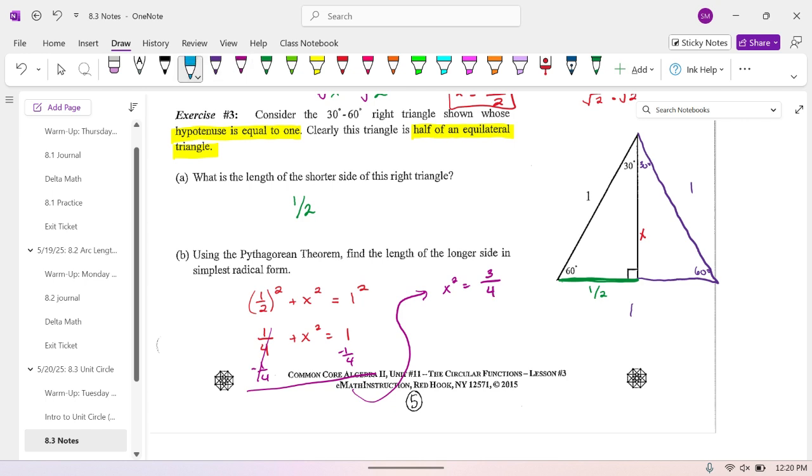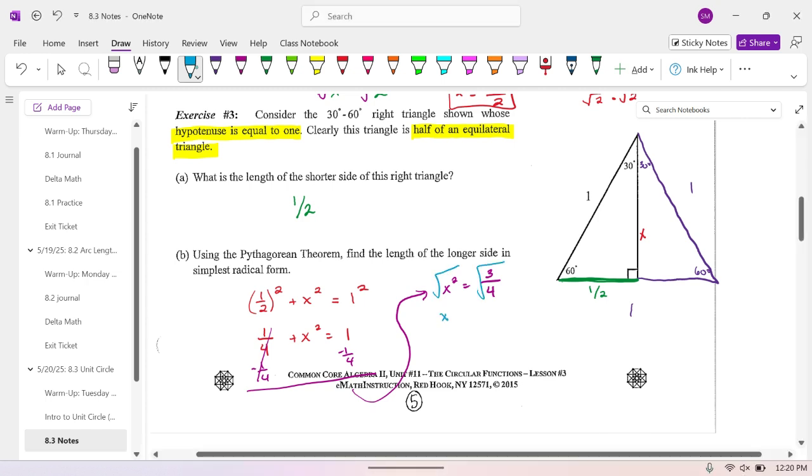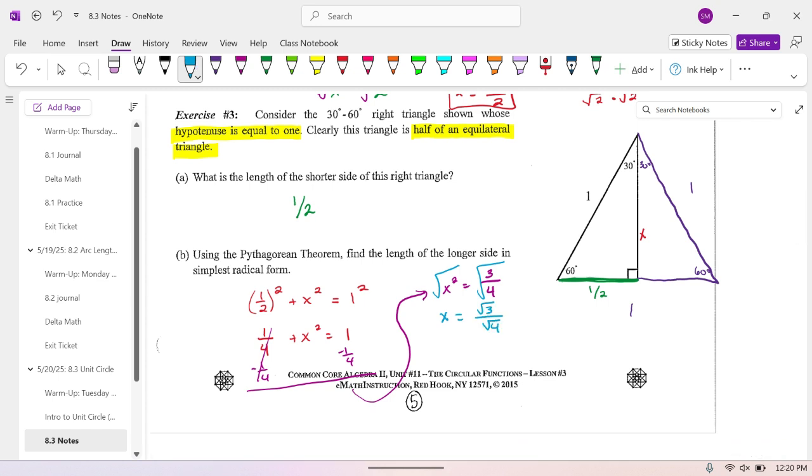Then I've got to square root again. And remember, this is the same thing as x is equal to the square root of 3 over the square root of 4. Now, square root of 3 we can't simplify, but what's the square root of 4? 2. So x is equal to the square root of 3 over 2. And since we don't have a radical in the denominator, we're done. So x would equal over here square root of 3 over 2.